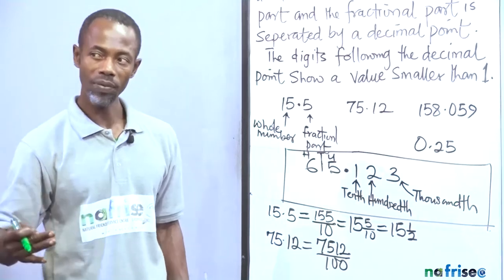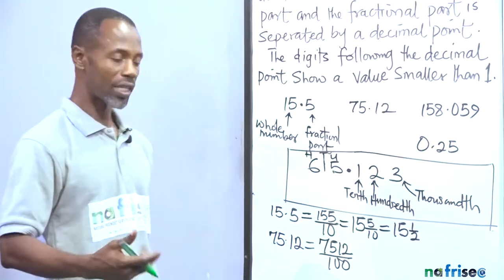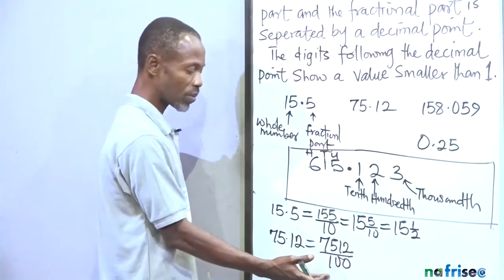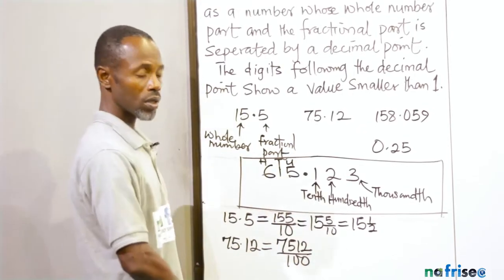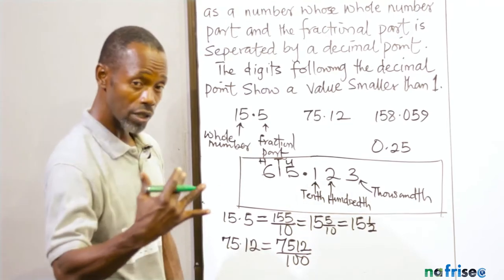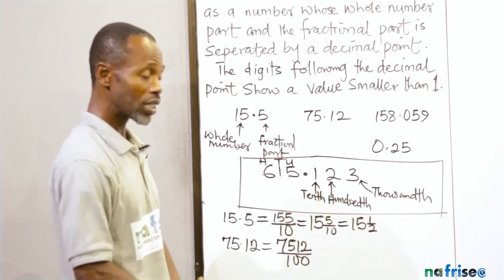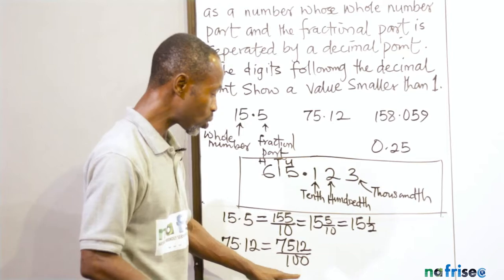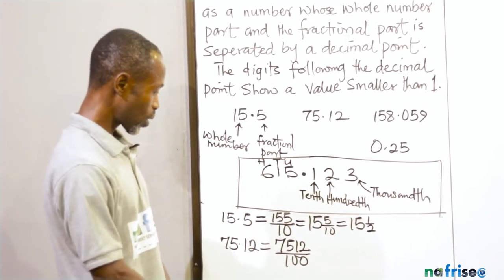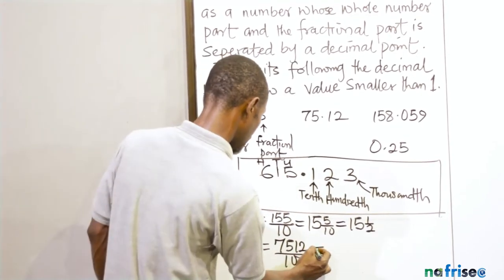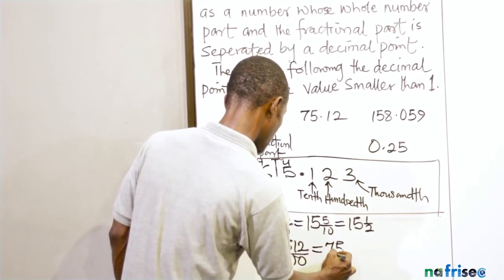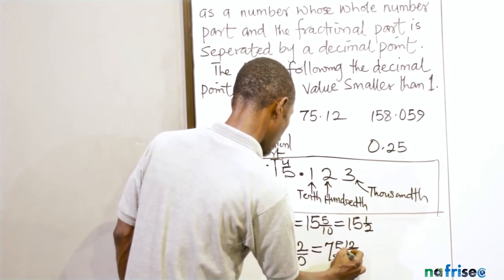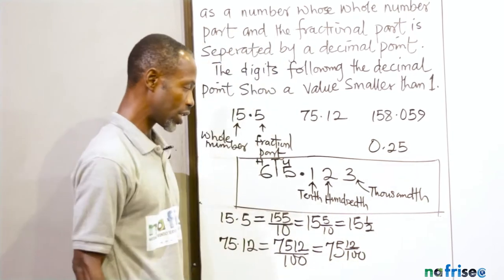So if you have 2 digits after the decimal point, if you're going to take it as a fraction, you have to make sure you respect the values there and place in 2 zeros with a denominator of 10. But this time around, you're going to have 10 raised to the power of 2, like 100. So if you divide this by 100, you're going to have a 75 whole number, 12 over 100. That's the meaning.